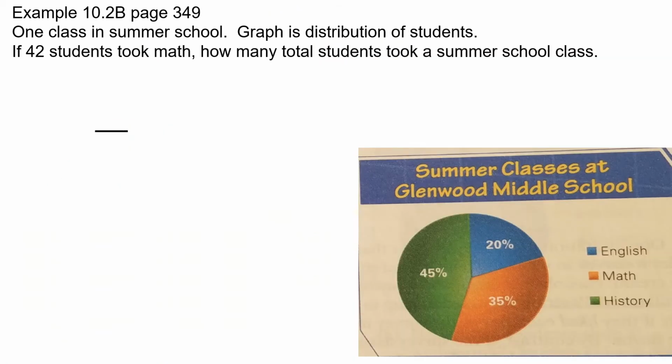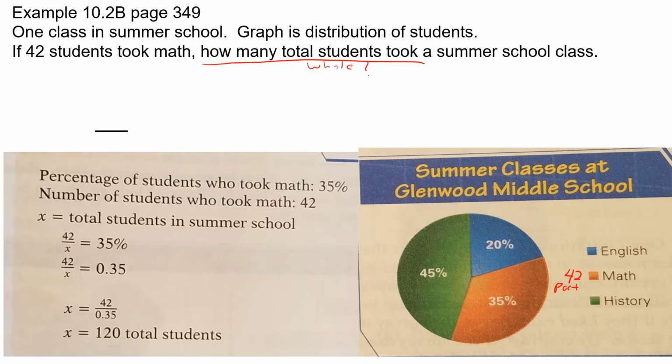Let's look at another. It says one class in summer school. The graph is a distribution of the students. If 42 students took math, so they're telling you 42 students took math. This is a part of the whole. They're asking you how many total students took. So the unknown is the whole. So we're going to go ahead and set it up. They've done the same thing, remember?